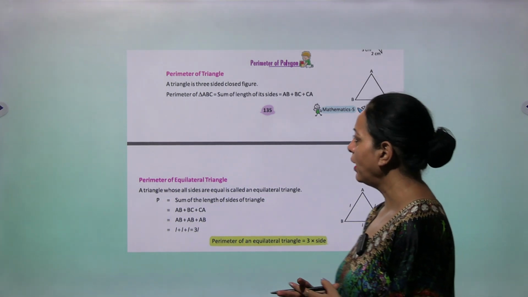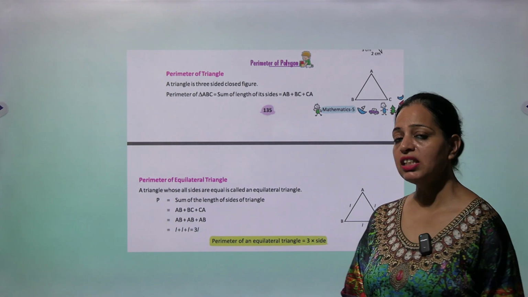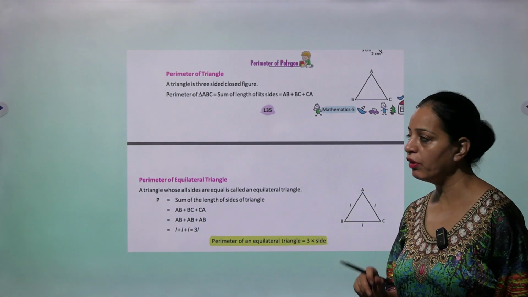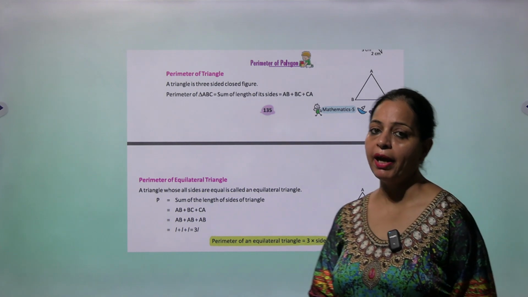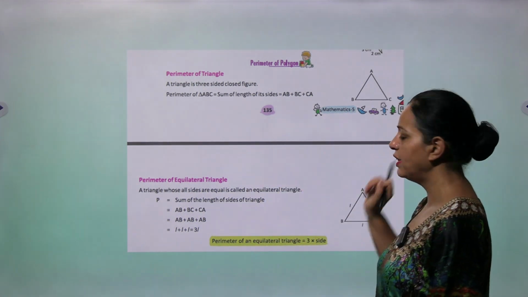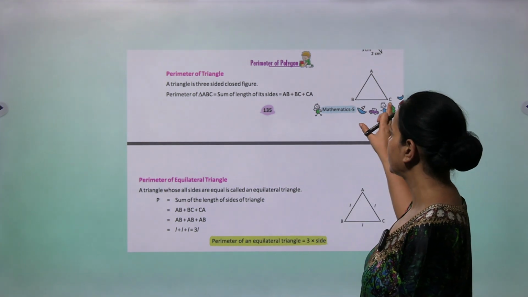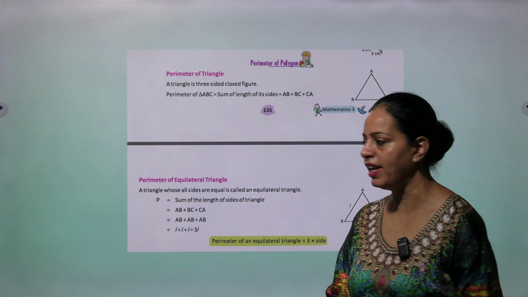See how. Perimeter of a triangle. A triangle is a three-sided closed figure. You know very well, it is a three-sided figure. So how can we find the perimeter of a triangle ABC? It means the sum of all the sides: AB plus BC plus CA.